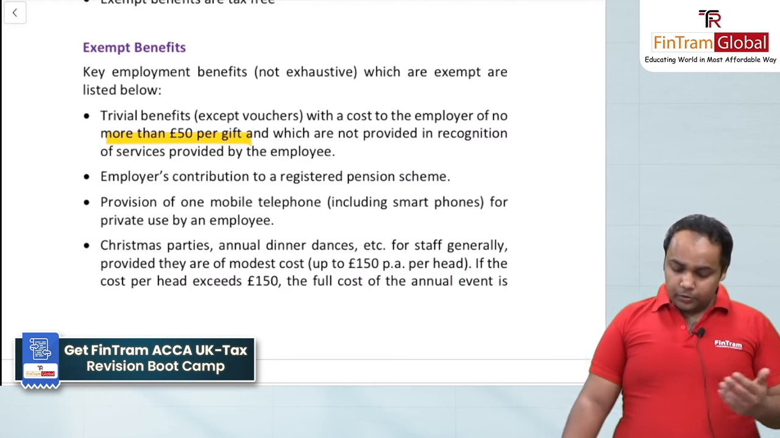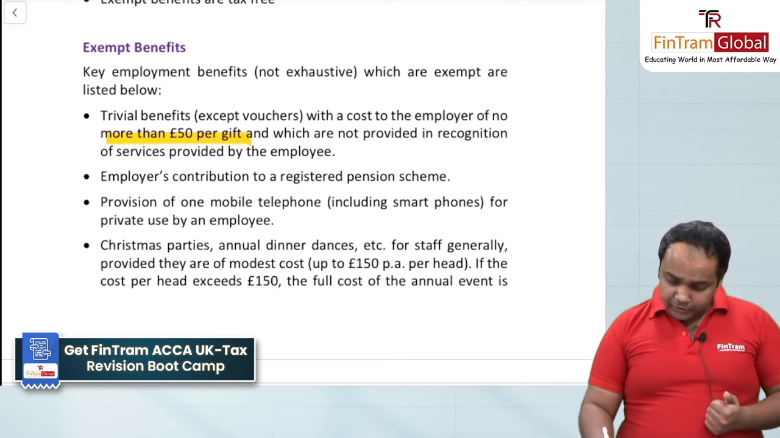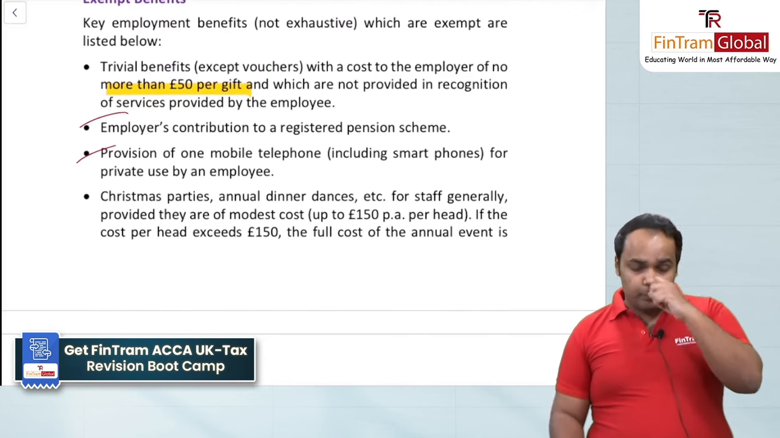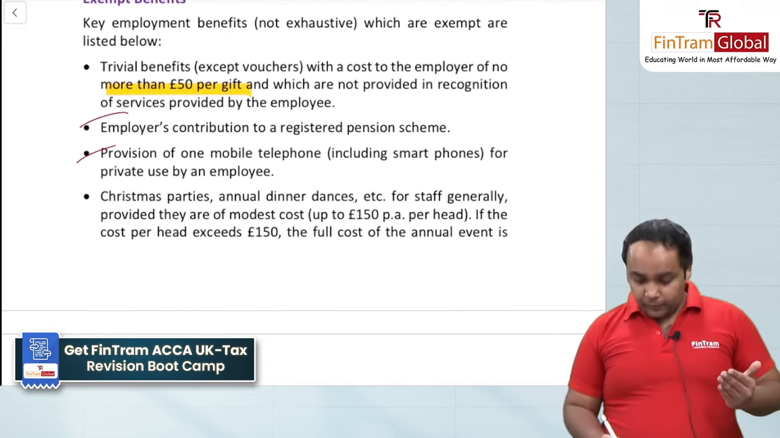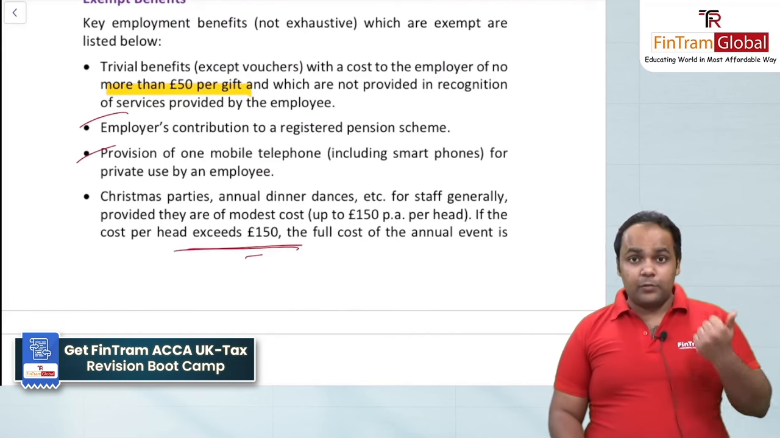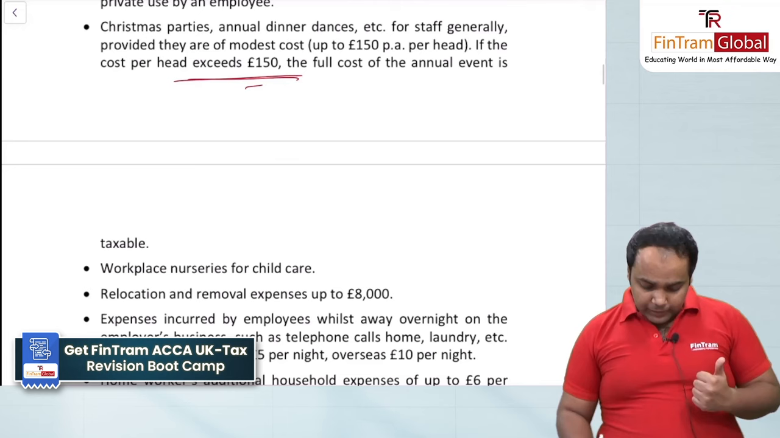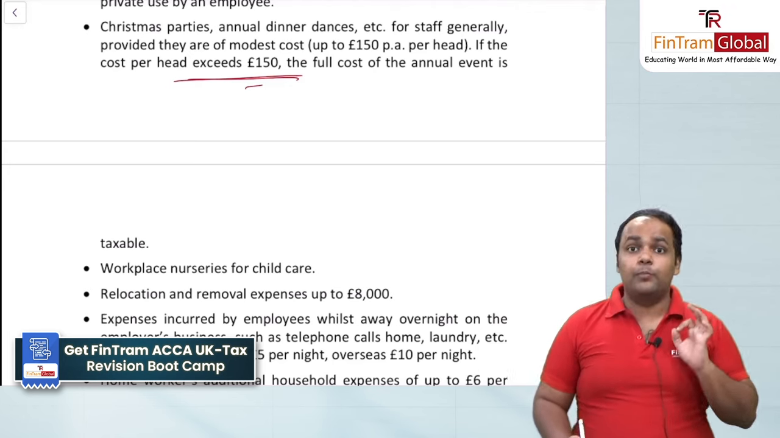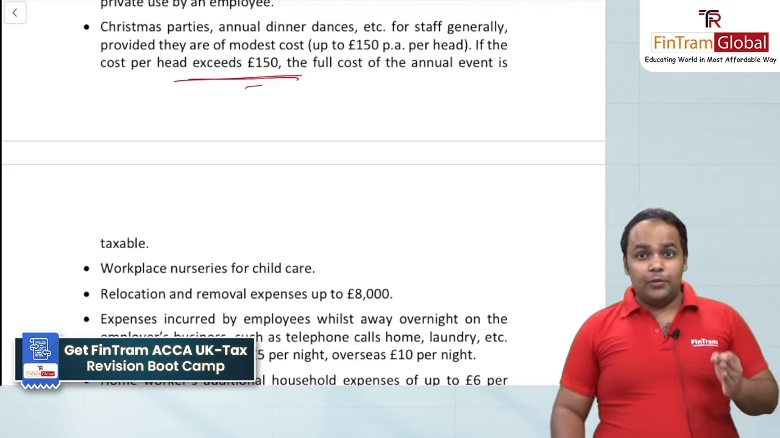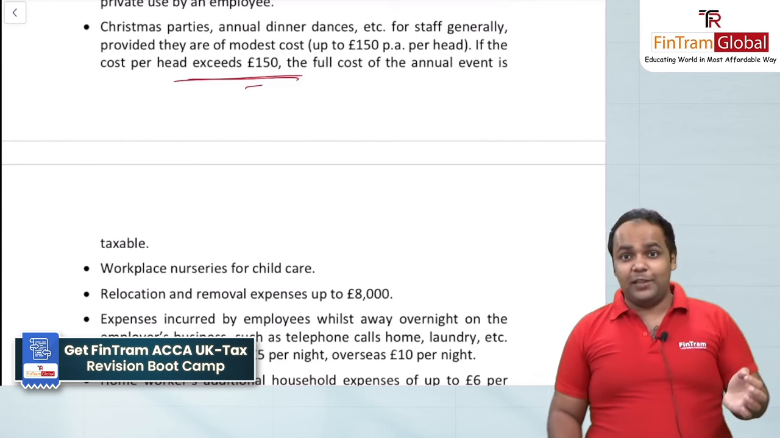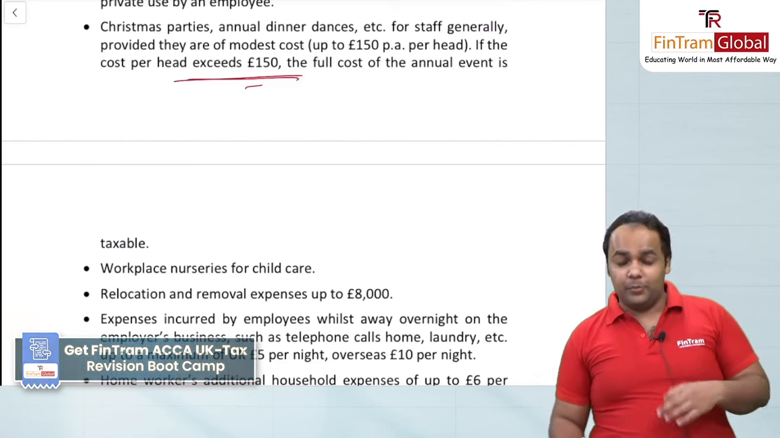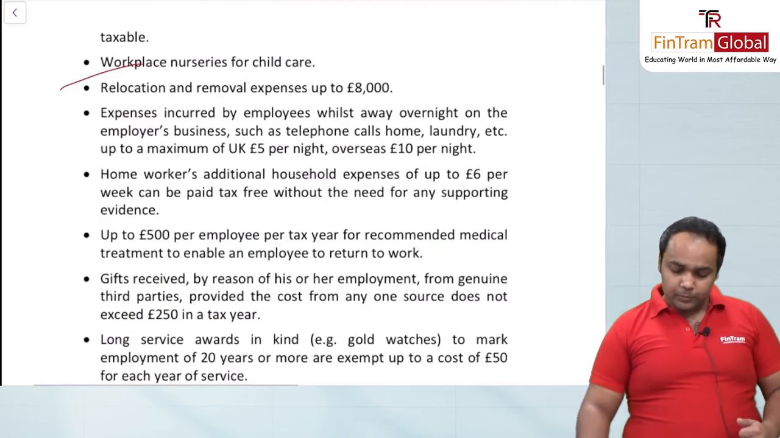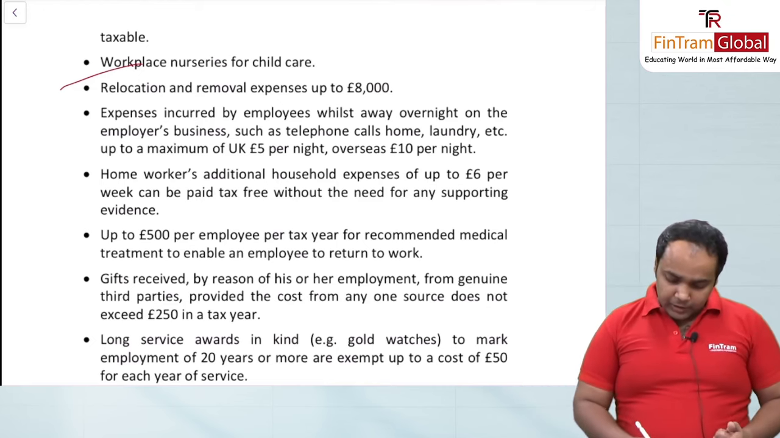Other exempt benefits include employers' contribution to a registered pension scheme, provision of one mobile telephone, dinner parties or employee parties where cost per head does not exceed 150 pounds. Remember again, if the cost exceeds 150 pounds, the entire amount will be taxable, not just the difference. The entire amount will be taxable on the employee as well. So not only employers have to be careful, employees also have to be careful in ensuring that they do not get undue benefits from their employer. Workplace nurseries, reimbursement of removal expenses up to 8,000 pounds, some travel related expenses, again remember the thresholds.